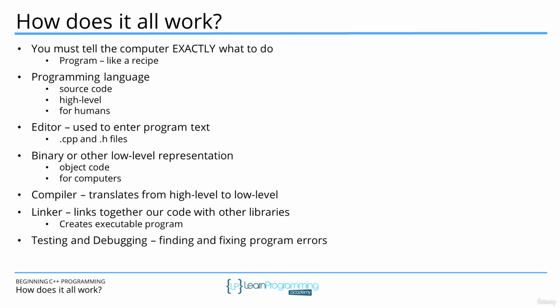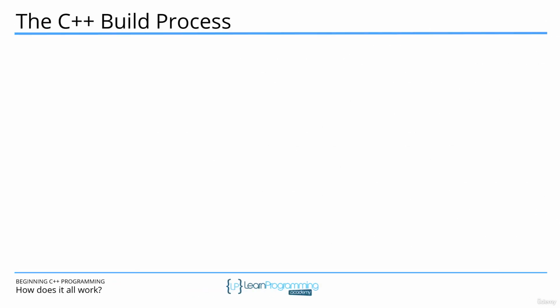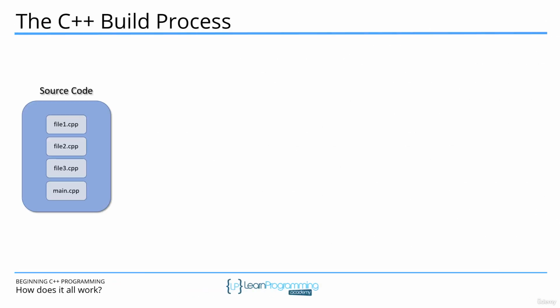Let's go over this build process one more time in a visual manner. First, we use an editor to enter our C++ code or to edit existing C++ code. Note that we can have many C++ source files. In this course, we'll be using a single main.cpp file until our programs get larger. Then we'll need several C++ source files to better organize our program. Production C++ programs can have hundreds and even thousands of source files and millions of lines of code.